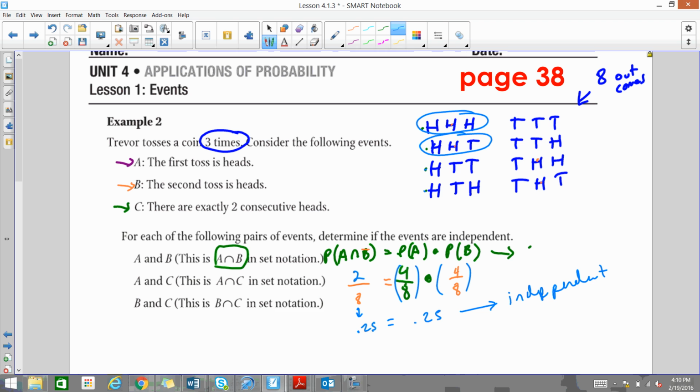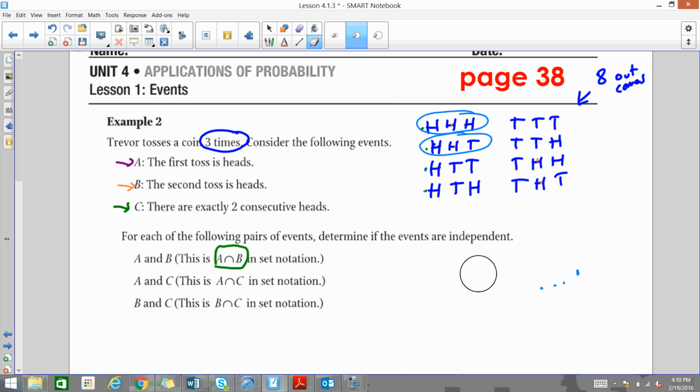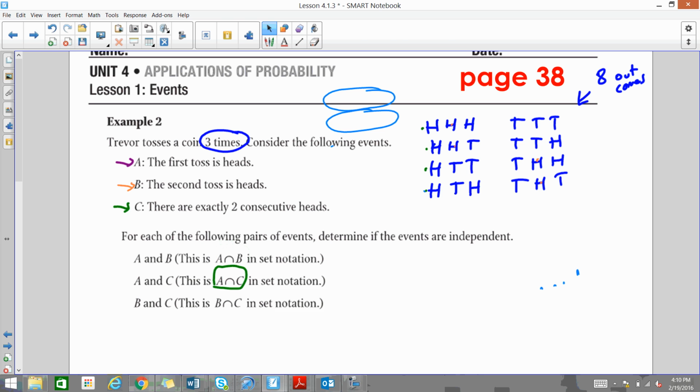Awesome. Now, let's try the next one. Many of you might be writing and pausing. I'm going to erase all this stuff and get started again. Okay, so here we go. Now let's look at the second one, A and C.